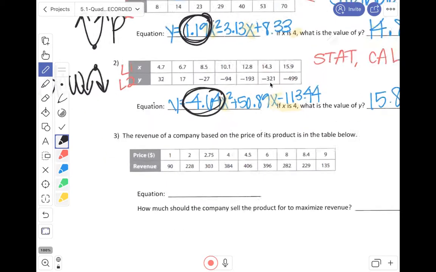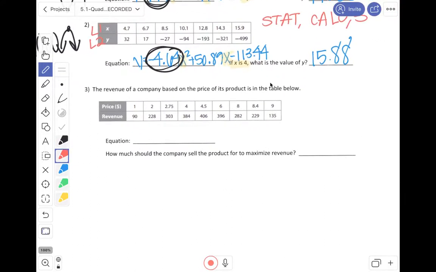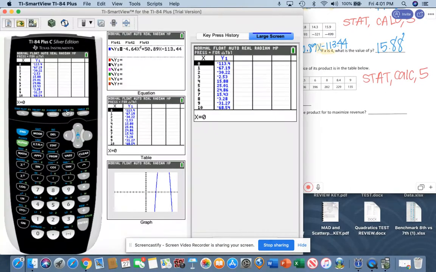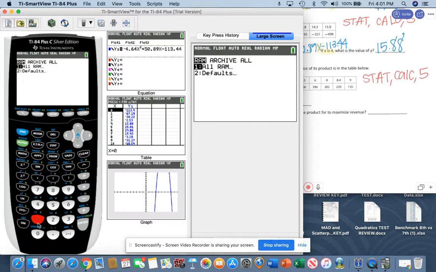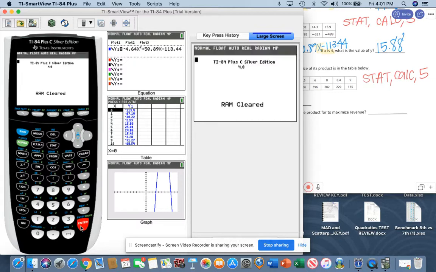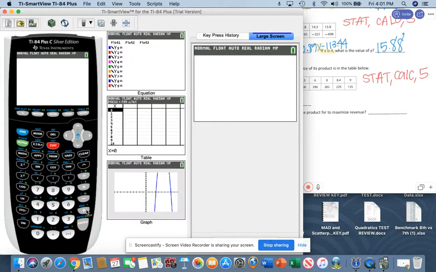So if we look at this next one, I'm going to do the same thing again. Stat calc 5. Go to my calculator. Again, I'm just going to clear it. Second plus 7, 1, 2, enter. Okay, so I'm going to go to Stat, enter.